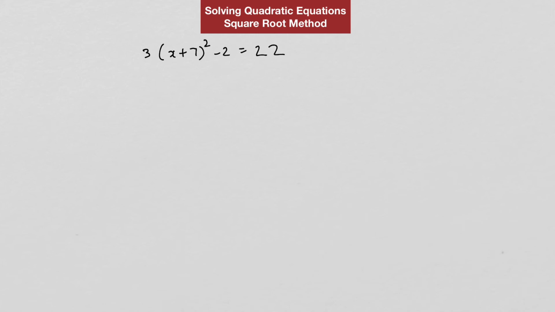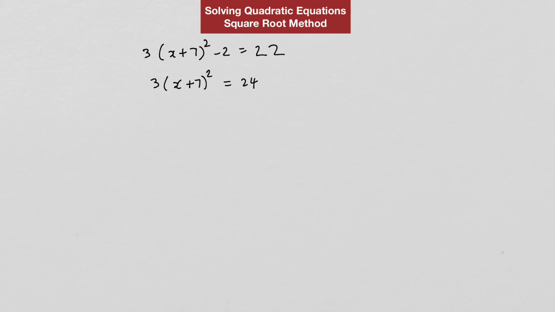Okay, so again, we want to isolate the perfect square. We see that the perfect square is right here. So we need to do something with this negative 2 first. And what we want to do is move it to the other side of the equation. To do that, we need to add 2 to both sides. And when we do, we're left with 3 times the quantity (x plus 7) squared is equal to 24.